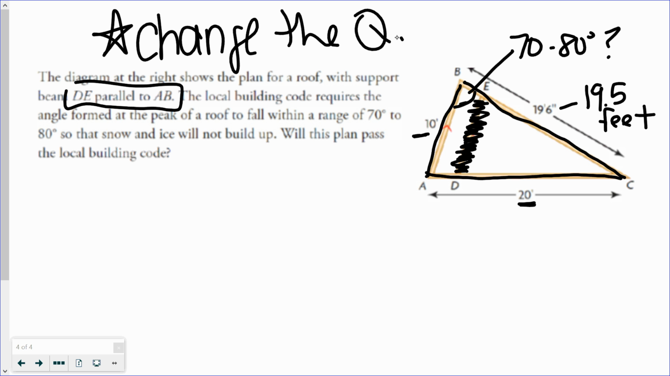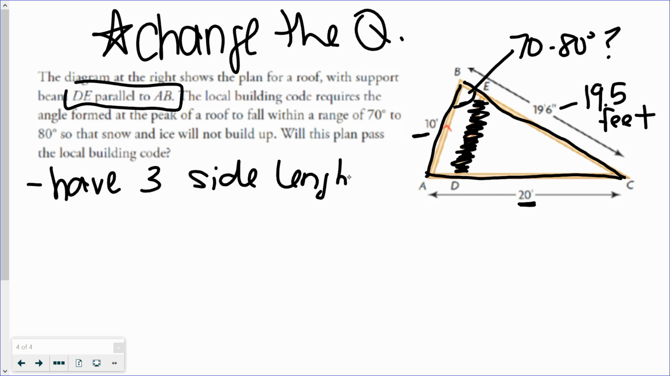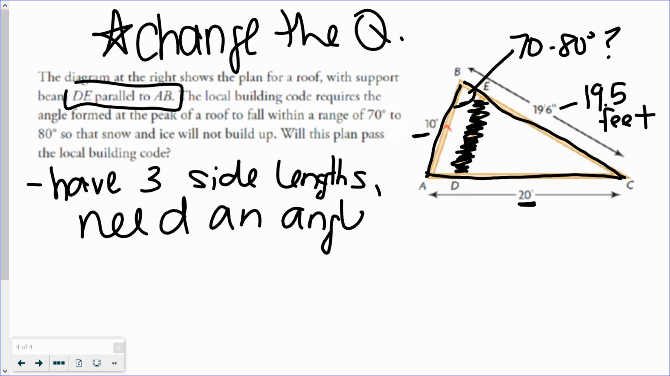from it. Okay. So looking at that, what we have is 3 side lengths. Oh, I need an H there. Need an angle. So we're going to use that form number 2 because that's looking for an unknown angle.